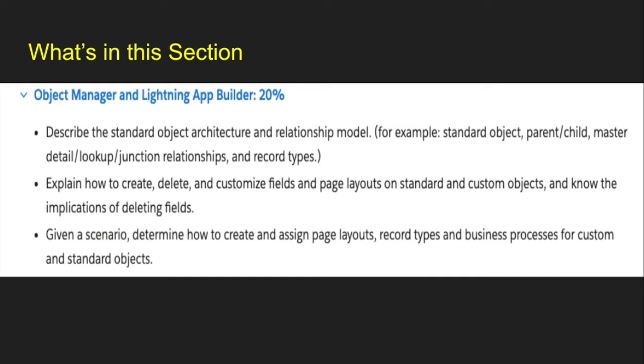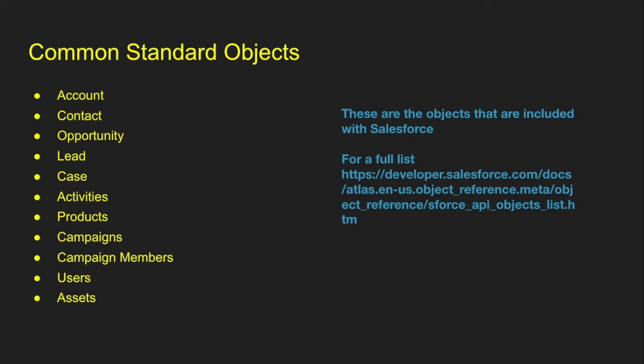We're going to talk about deleting fields, creating fields, and why we need them. We're also going to talk about page layouts and how to assign them, look at different record types, and why we would use record types as well, and go from there. So first things first, some of the common standard objects.